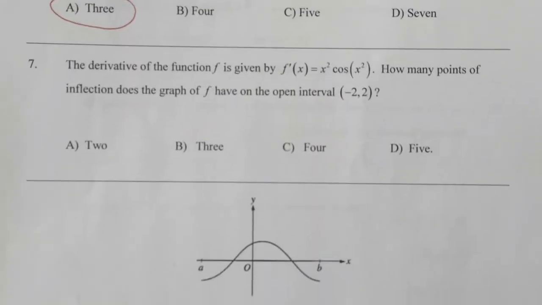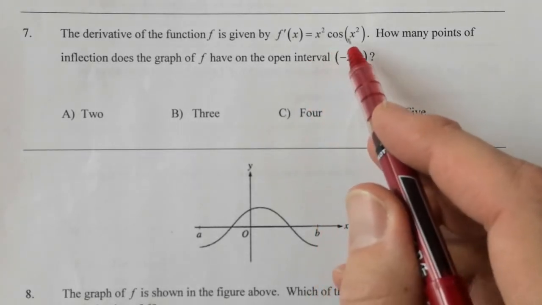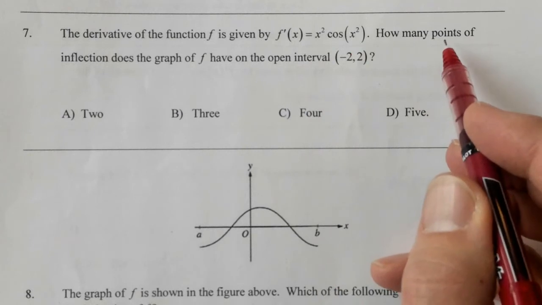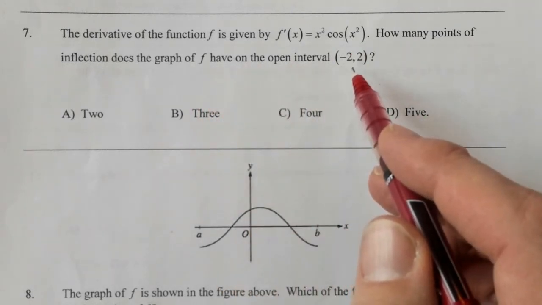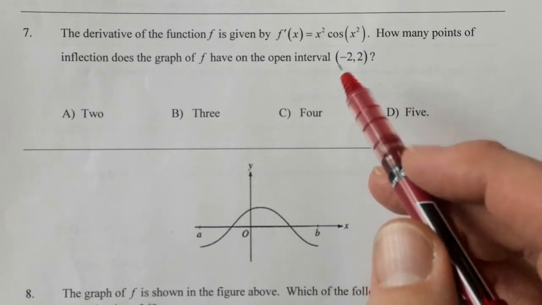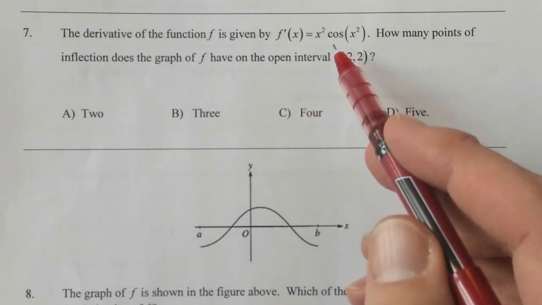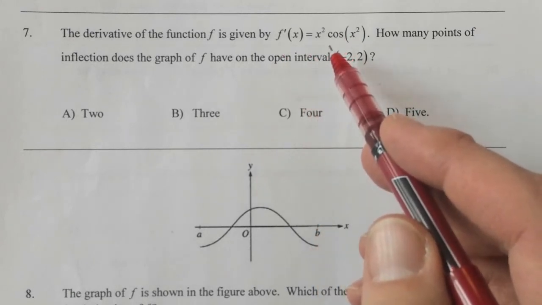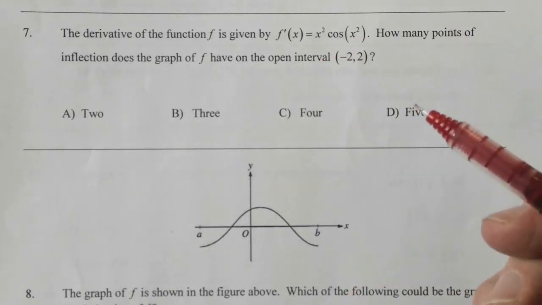With problem number 7, we're told the derivative of a function is x squared cosine of x squared. How many inflection points will f have on the interval from negative 2 to 2? Now, an inflection point is where the second derivative crosses the x-axis. So one way we can go about this is to differentiate this f prime, get the second derivative, and figure out when this second derivative would cross the x-axis.